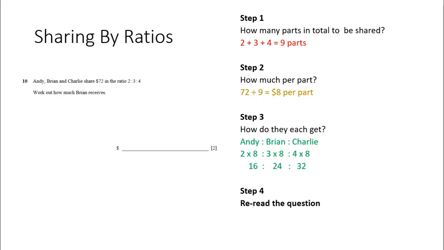Step 4, you should always reread the question at the end to make sure that you've answered it completely and you know exactly what they're asking for. Remember, they're not asking me what is the ratio. They're not asking me how much Andy gets. They're asking how much does Brian receive. And Brian should get $24. That's this guy in the middle here. So it's important that you know that this ratio relates to the names in the order that you see them. So our answer is $24.